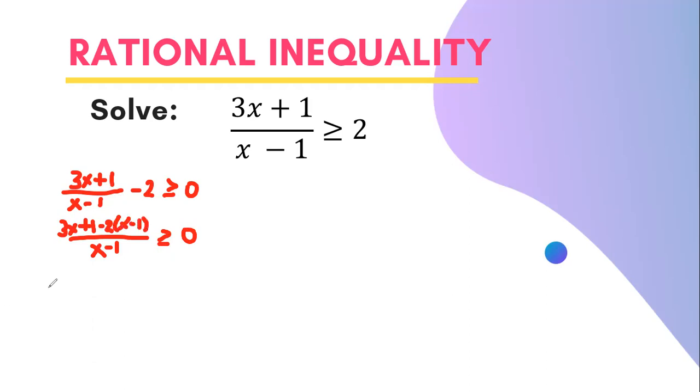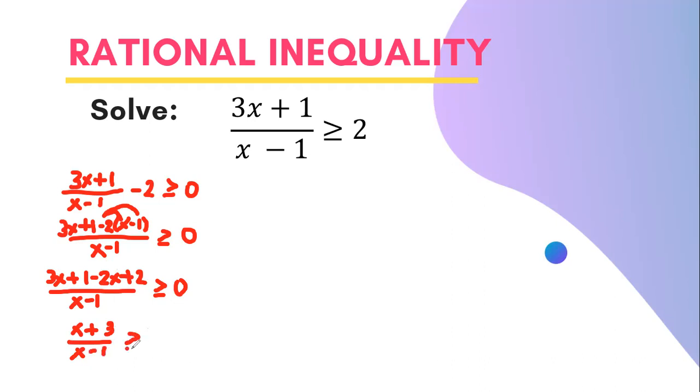Then simplify now the numerator. You have there the 3x plus 1. Then multiply negative 2 with all the terms inside. So you have negative 2 times x is negative 2x. The negative 2 times negative 1 is positive 2, over x minus 1, is greater than or equal to 0. Now we can simplify the numerator. Combining 3x and negative 2x is x. Then 1 plus 2 is 3. So x plus 3 for the numerator, and the denominator is x minus 1.